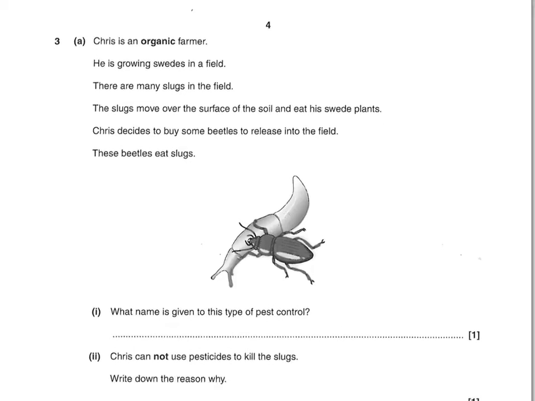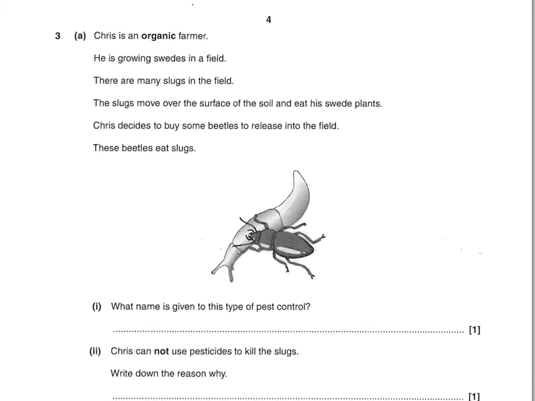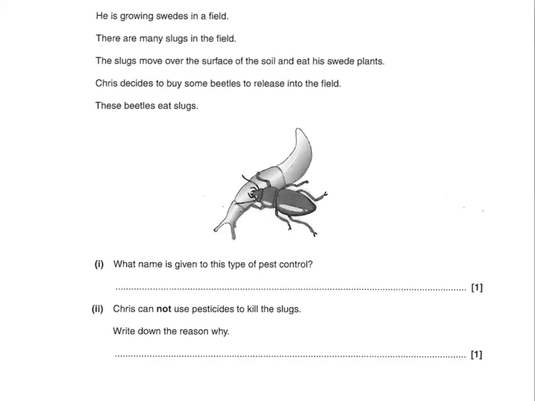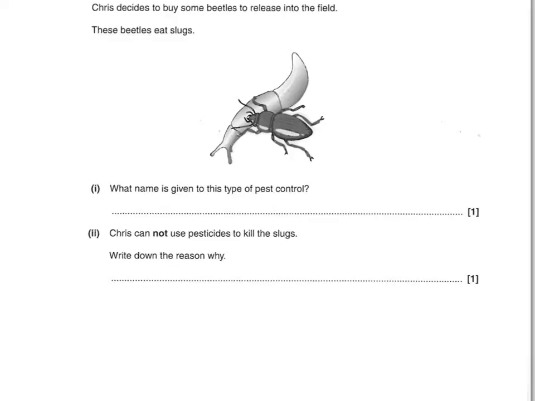Next question, Chris is an organic farmer. He is growing swedes in a field. There are many slugs in the field. The slugs move over the surface of the soil and eat his swede plants. Chris decides to buy some beetles to release into the field. These beetles eat slugs. What name is given to this type of pest control? So this is biological control. So biological is what you want there.